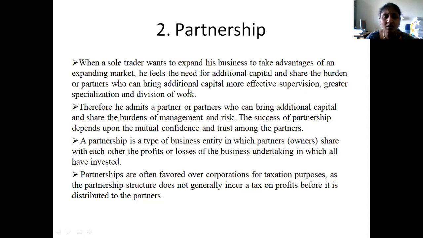So these are all the things pulling him to change into a partnership business. He wants to extend his business, he wants to take the skills of other persons, he wants to take the cooperation from other persons, he wants to share the burdens with other persons, he wants to share the profits and losses with other persons.